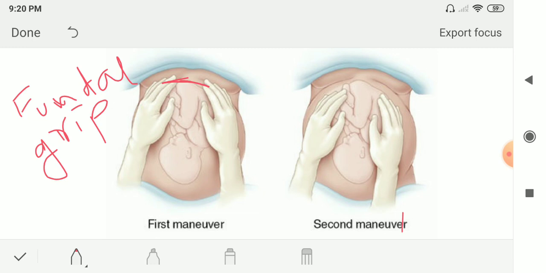The second one we use in order to find the back of the fetus, whether the back is on the right side of the mother or on the left side. For that purpose, we use both palms. We put a little pressure on the sides of the umbilical region of the mom. We fix one hand first, so it will not move, and we move the other hand up and down with a little pressure. In that condition, we can feel a smooth area coming up and down.